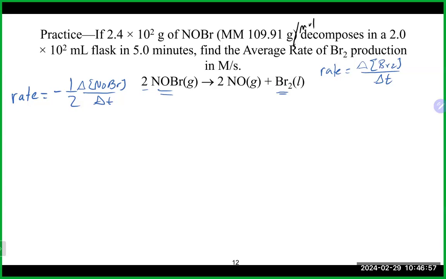Obviously, at this point, we do have grams of NOBr. We do have the molar mass and we do have the volume it's in, which means that we can really figure out the molarity, right? So that is one of the things we probably should do.